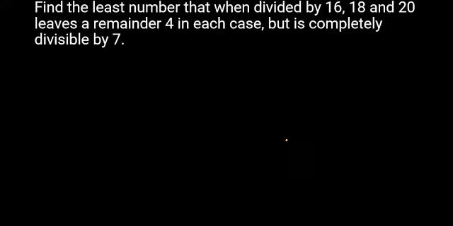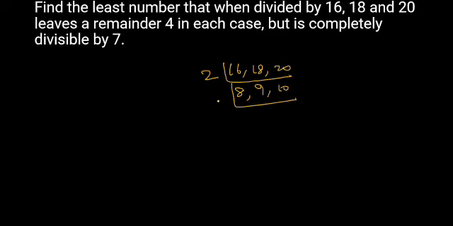Find the least number which when divided by 16, 18, 20 leaves the remainder 4 in each case. Now we have to take the LCM of 16, 18, 20. When divided by 2, it goes 8 times, this goes 9 times, this goes 10 times. Again divided by 2, this is 4, this will be 9, this will be 5, and again divided by 2, this goes 2 times, this goes 9 times and this goes 5 times.